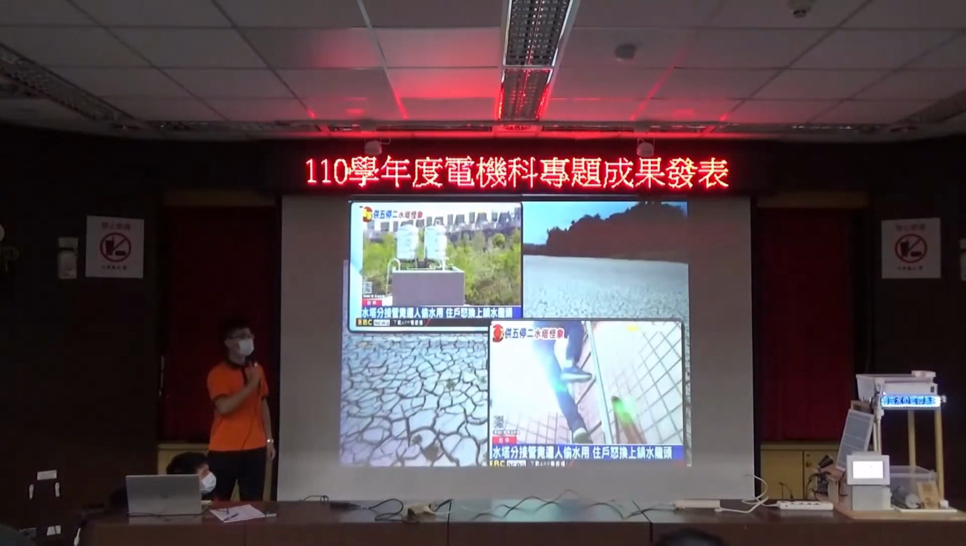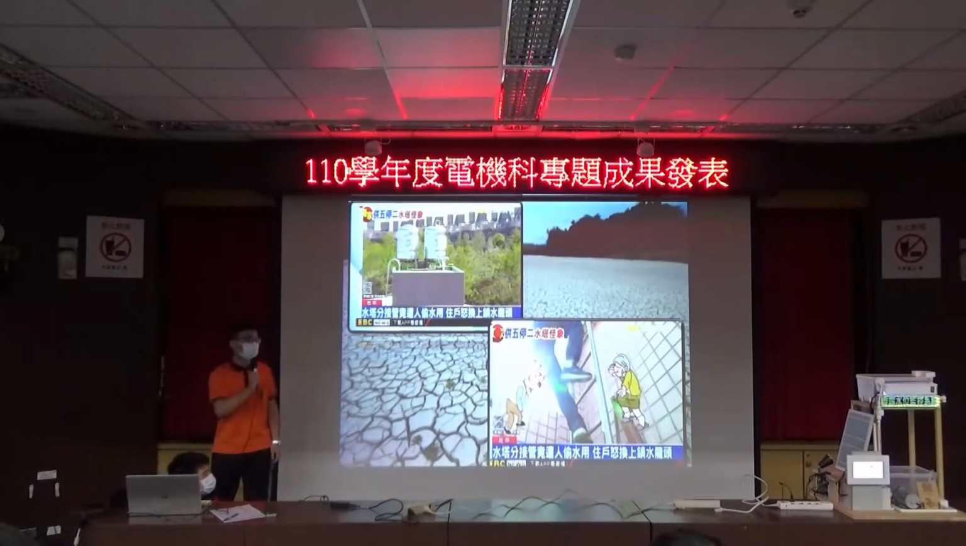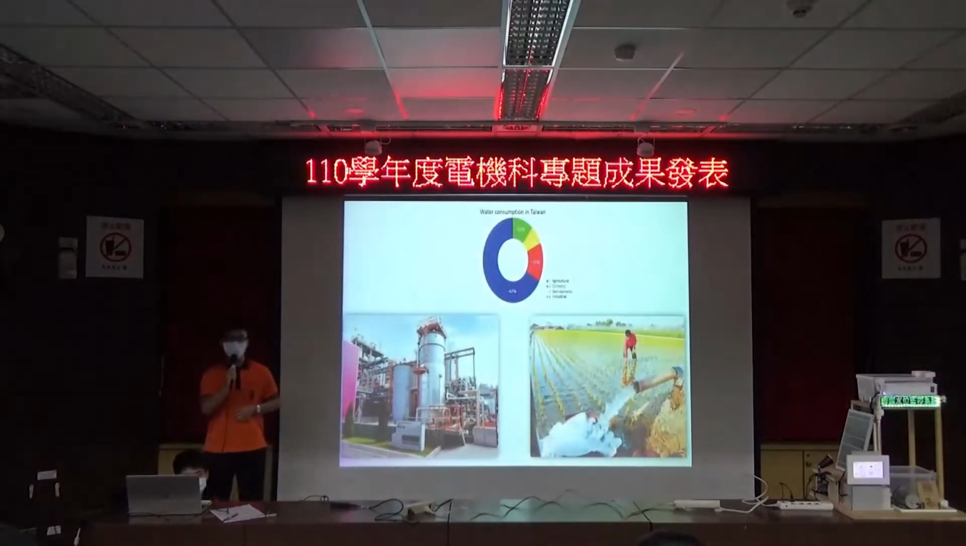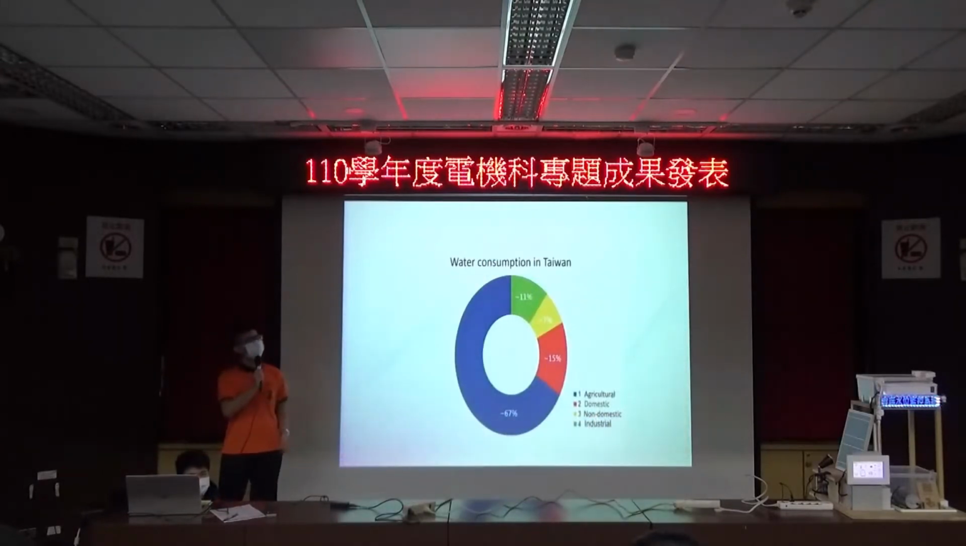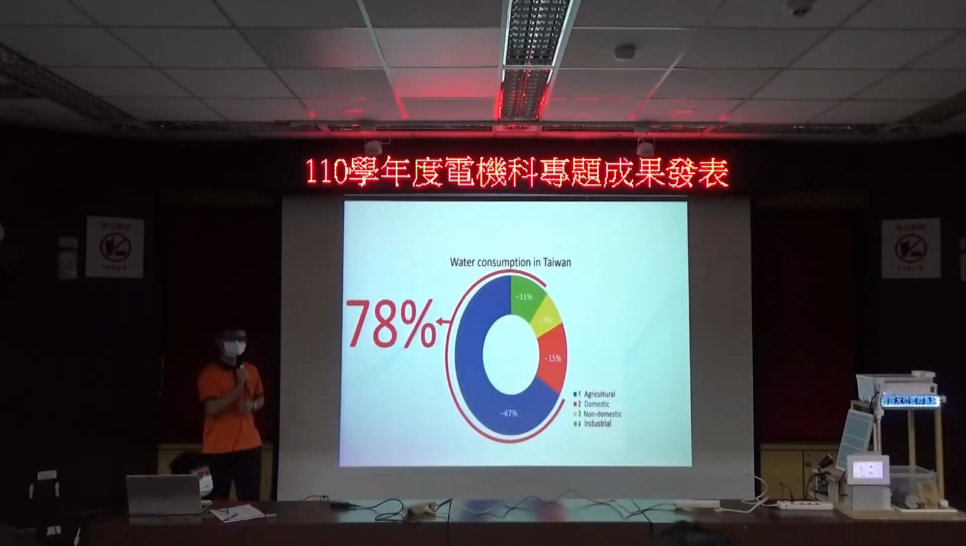During the water crisis, some people even stole water from other people's tanks. Therefore, the residents were forced to turn off the water tank. But it's inconvenient and dangerous to climb to the top floor and check the water tank. Not only was domestic water use affected, but also industrial water use. As you can see from the chart, the proportion of Taiwan's industrial and agricultural water consumption is 78%.